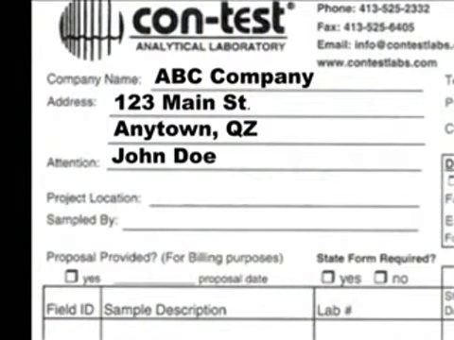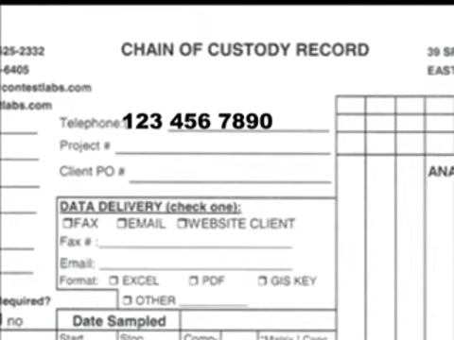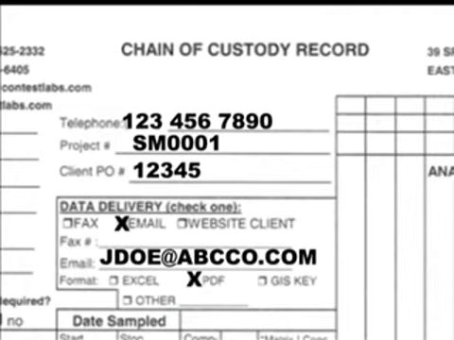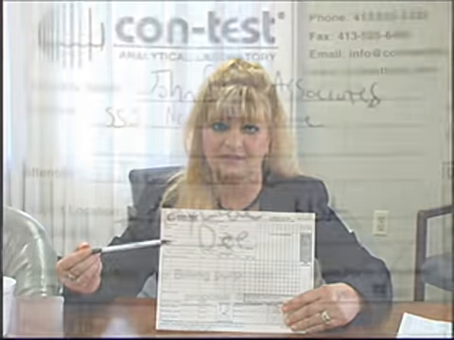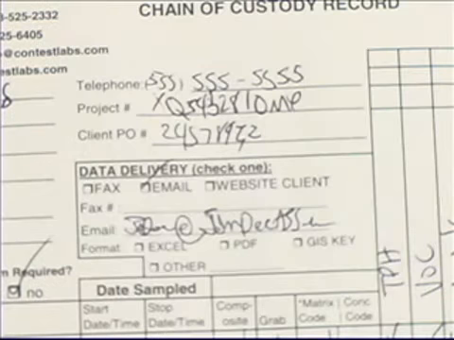The first area of your chain of custody would include your company name, your company address, your attention line, the project location, who it was sampled by, if there was a proposal provided, if there's a state form required, your phone number, your project number, your client purchase order number, and your data deliverable preference. This part of the chain of custody is often filled out correctly, but not clearly. In order to expedite the login process, we ask that all chain of custodies are filled out legibly.